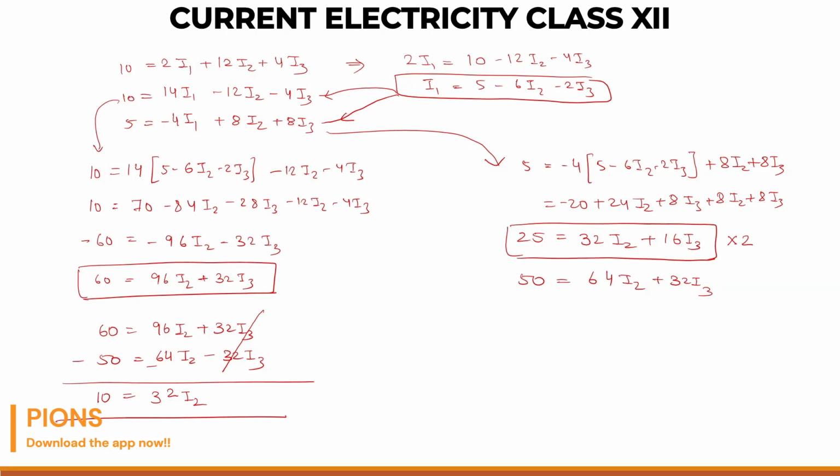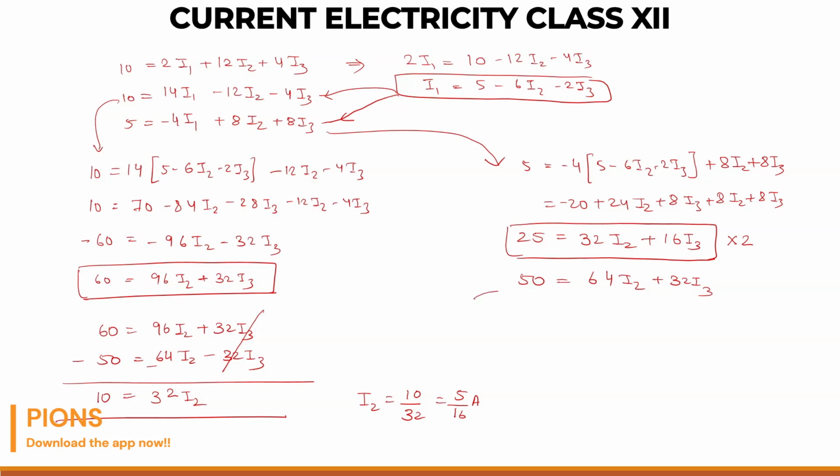So what will be our current I2? Current I2 will be 10 upon 32. That will be nothing but 5 by 16 ampere. Correct. So, sir, we have found the value of I2. Now, how do you find the value of I3? By substituting either in this equation or this equation, because they are equations in terms of I2 and I3. So, let's take the second one.